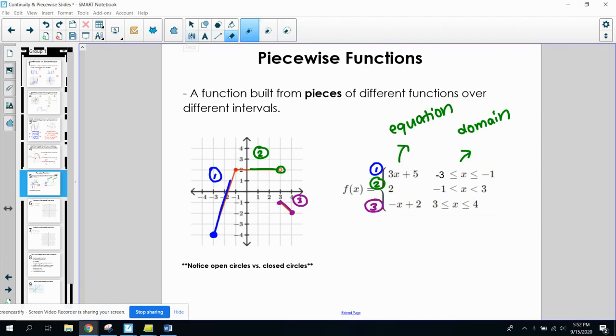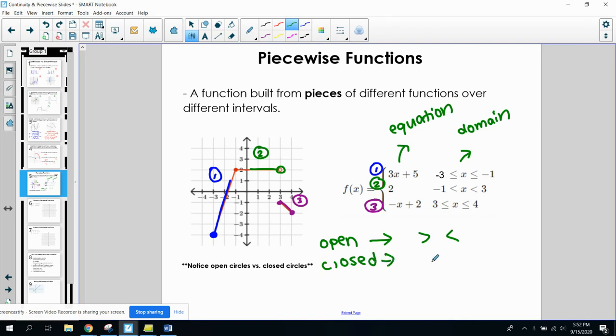So when you have an open circle on the actual graph, when you have the inequality part of the piecewise function, an open circle, I'm just going to write it here, open circle is going to correspond with either just the greater than or the less than sign without the line underneath to include it, since it won't include it. When you have a closed circle, that's when you're going to have greater than or equal to or less than or equal to. So just remember that open doesn't include and closed does include.